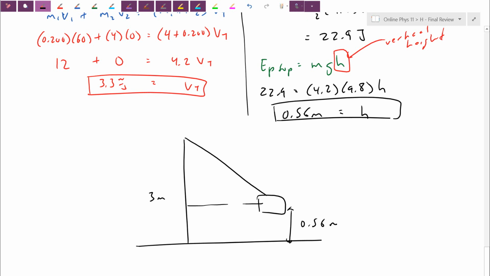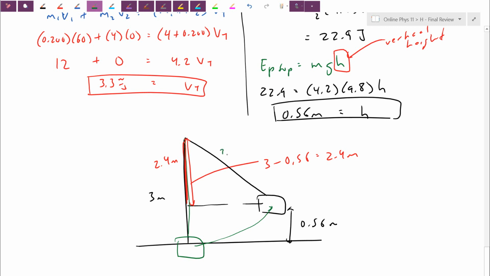I can create a new triangle here. Then this vertical bit here would be 3 minus 0.56. So 3 minus this answer here, roughly 2.4 meters. If I know this side of the triangle is 2.4, remember the bob is still on the string here. It's just going to swing upwards this way. 3 meters going up and down, you swing upwards. This hypotenuse side is still 3 meters.